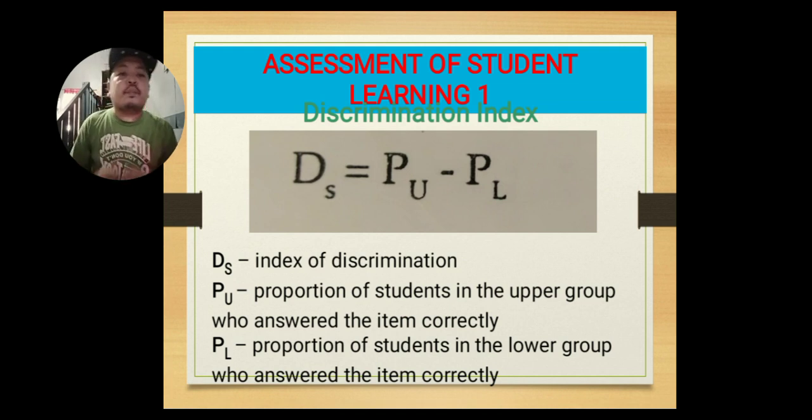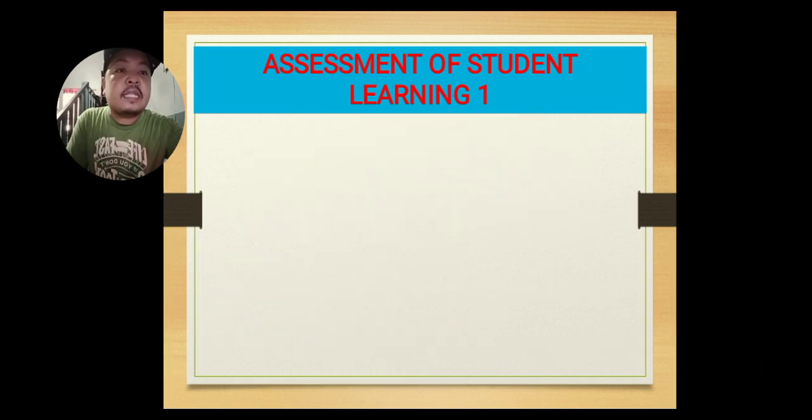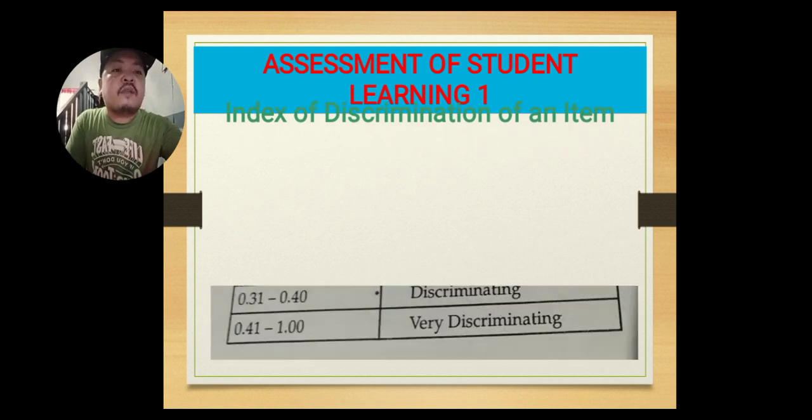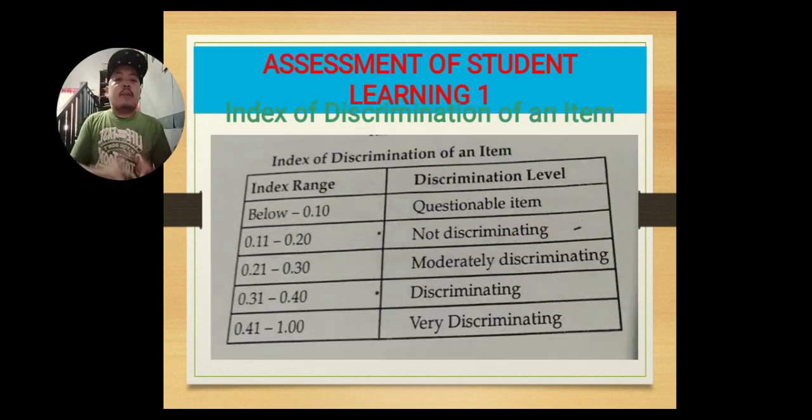DS is equal to P sub U minus P sub L. You just subtract. Just like the difficulty index, we have the table for the index of discrimination of an item, with the index range and the discrimination level. When your computation is below 0.10, that includes negative numbers, the discrimination level is questionable item.